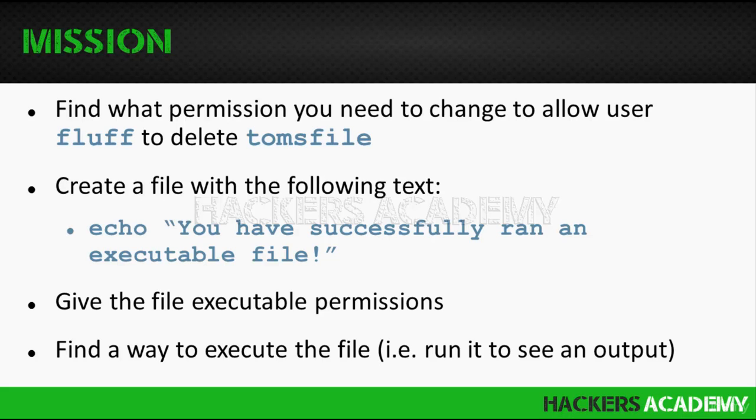Then I'd like you to create a file with the following text in it. Echo, open quote, you have successfully ran an executable file, exclamation and close quote. Using Nano, you can create this file and give the file executable permissions and then find a way to execute the file. In other words, run the file or execute it so you can see this line, you have successfully ran an executable file, as output on your screen.